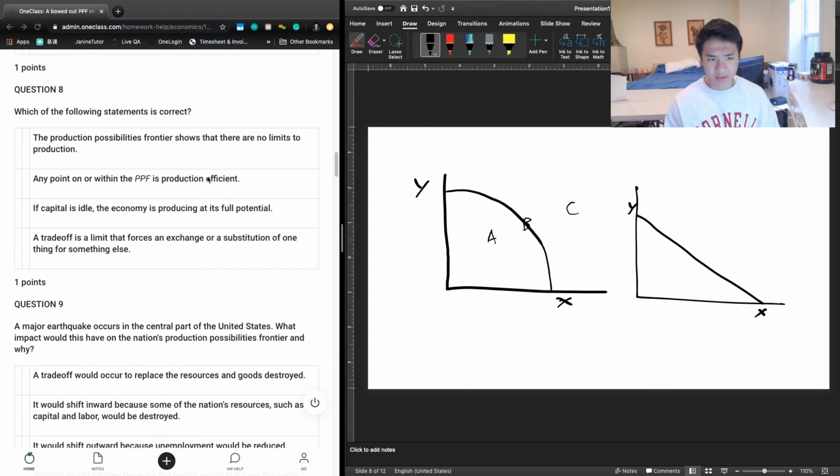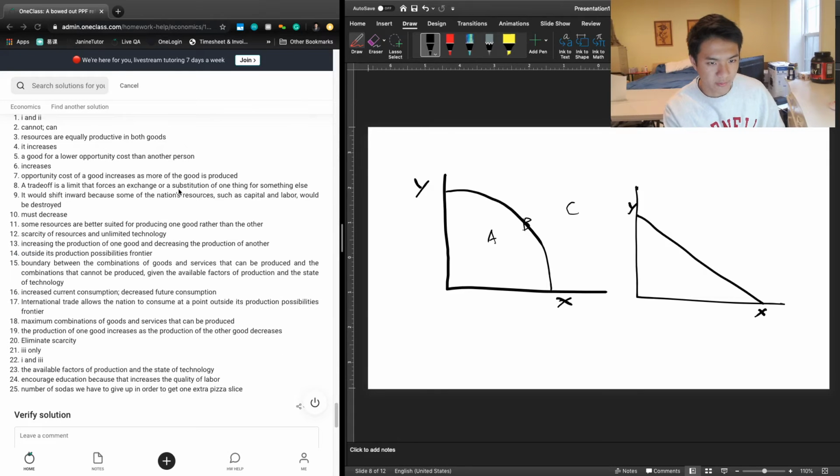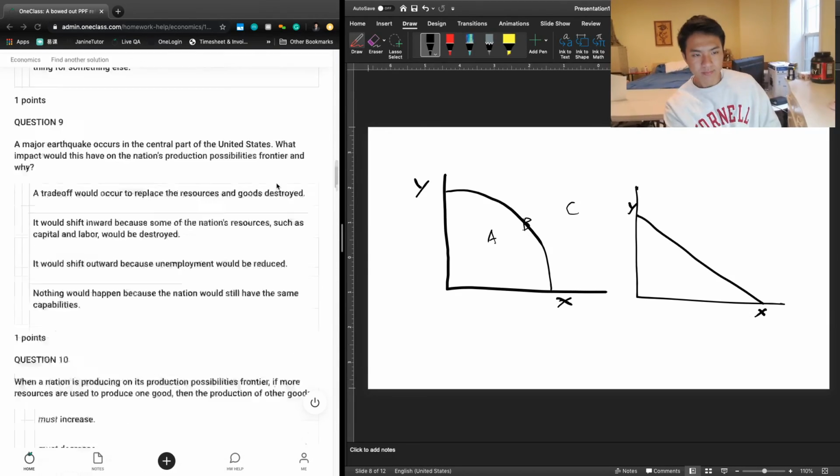C says if capital is idle, the economy is producing at its full potential. Again, if you have capital that is idle, which means it's not being used, then the economy is not producing at its full potential because you could be using that capital for production. And then finally, a trade-off is a limit that forces an exchange or a substitution of one thing for something else. That is a definition, and yes, that is what a trade-off says. It says we have limited resources, so you have to choose between two things. That is going to be the correct answer here. Let's take a look. Question 8. A trade-off is a limit that forces an exchange or a substitution of one thing for something else. So that's correct.